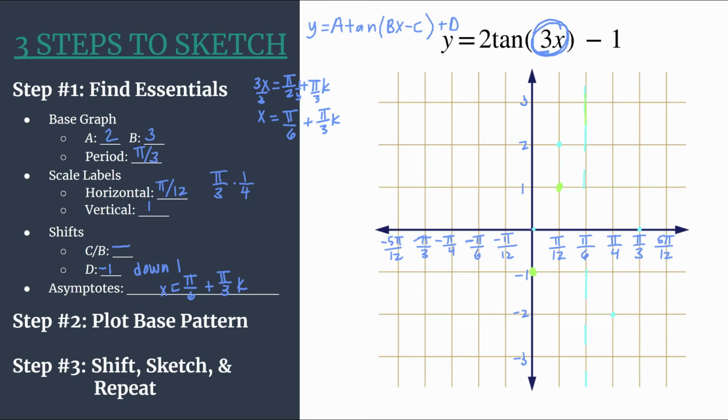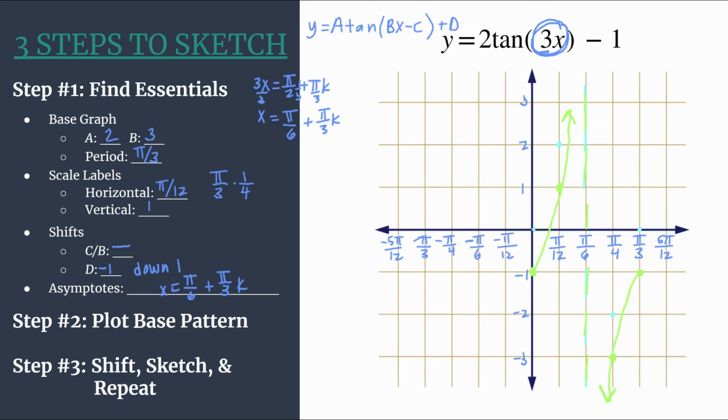A vertical asymptote moving down doesn't affect it. It stays right there at x equals pi over 6. We have our final points down 1, and then we can sketch our graph in. So you can see that vertical stretch here, a factor of 2. And this is one cycle of our tangent graph.